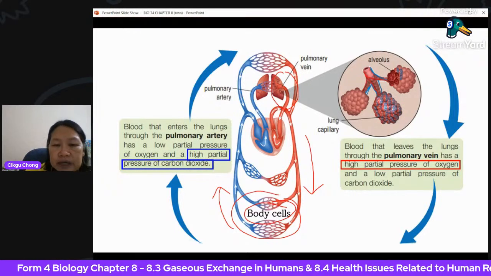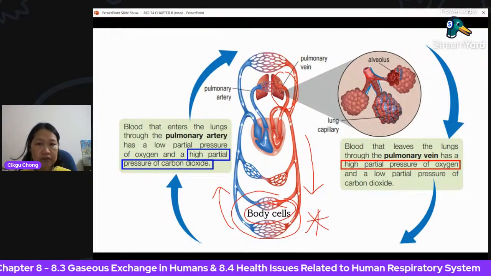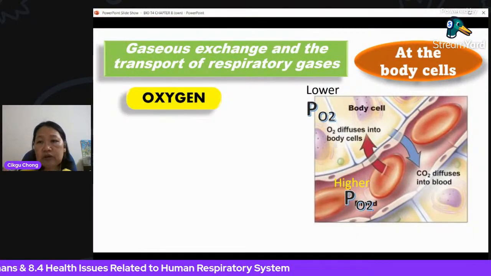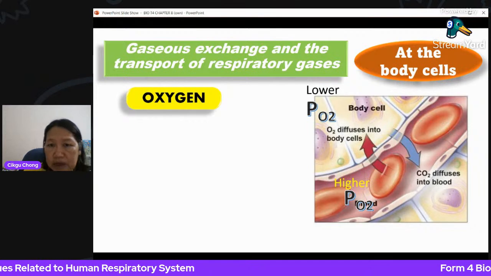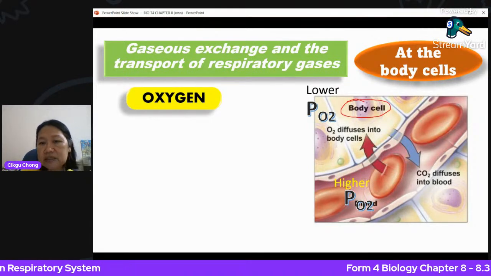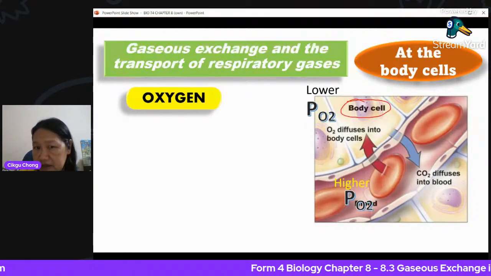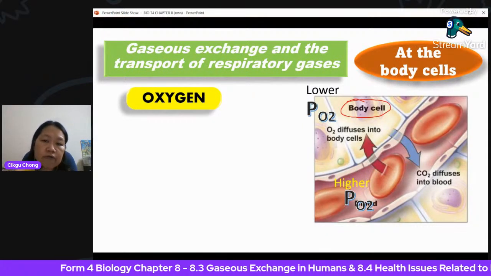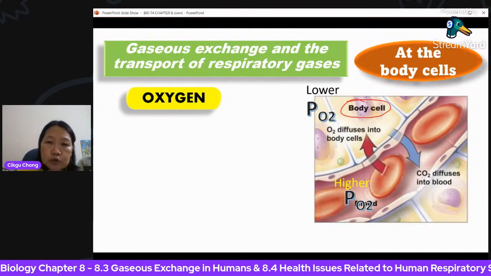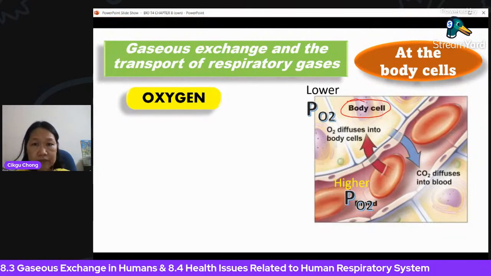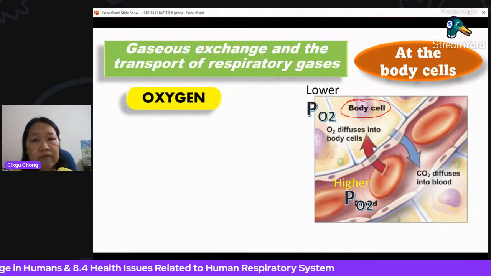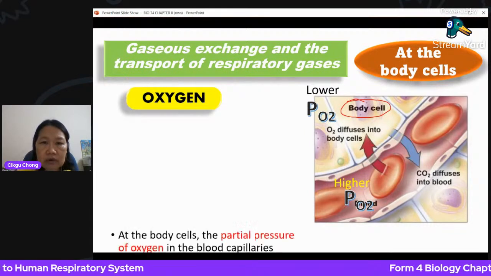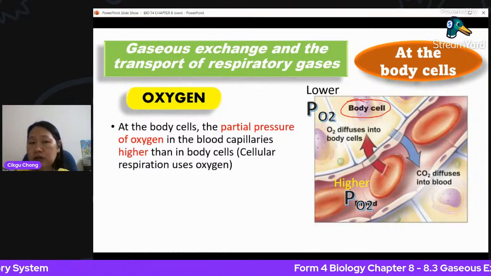Okay, so now we're going to explain the direction of diffusion in the body cells. This blood now reaches the body cells. Now we're talking about at the body cells. So we have our body cells here, and this is the flow of red blood cells. Now talking about oxygen first. Why does oxygen diffuse from the red blood cell into the body cell and not the other way around? In the body cell, you also may have a bit of oxygen, but it's actually at a lower partial pressure. So how do you start to explain?